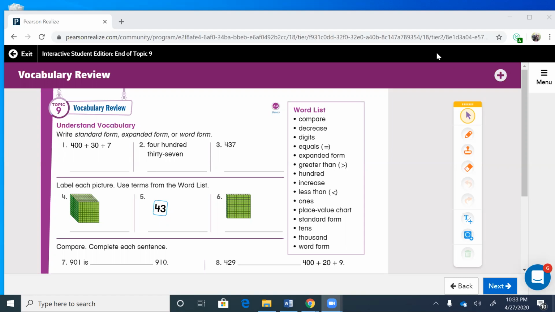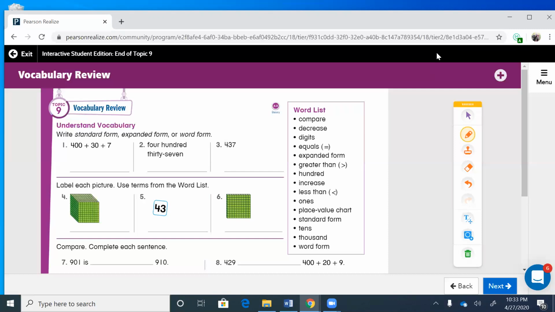All right, so our word list, these are all words that you have heard during this chapter, and probably before too. Compare, decrease, digits, equals, expanded form, greater than, hundred, increase, less than, ones, place value chart, standard form, tens, thousands, word form. Wow, that is a lot that you are learning. All right, so let's go ahead and get going.